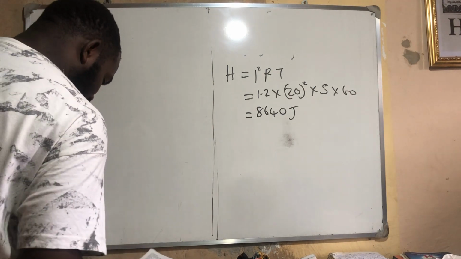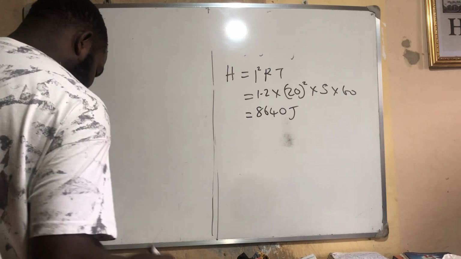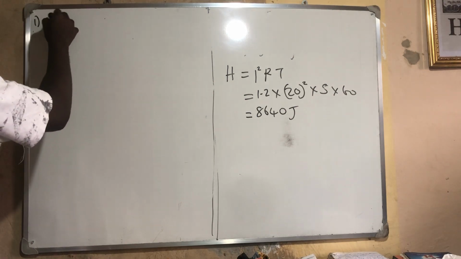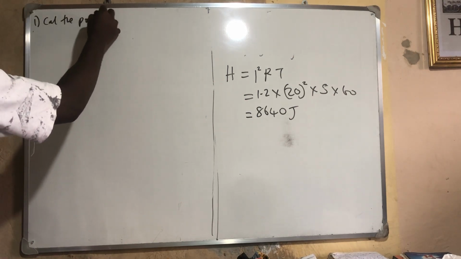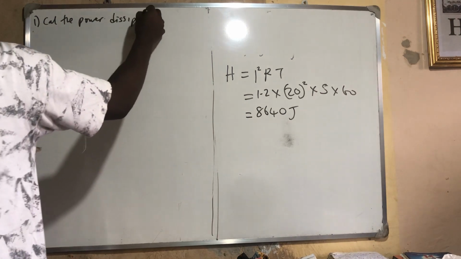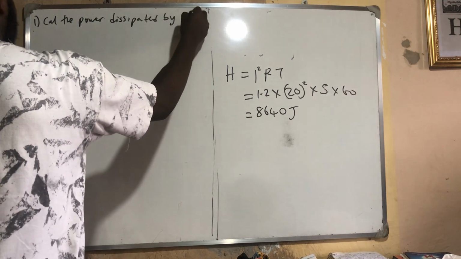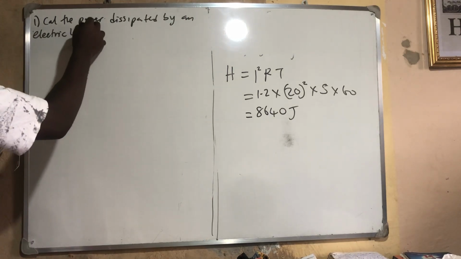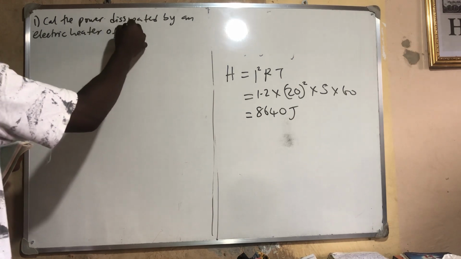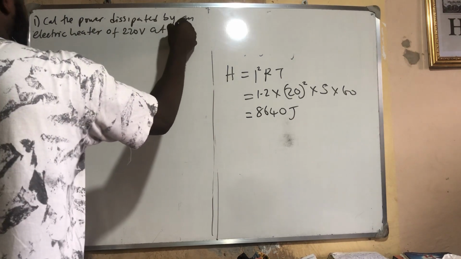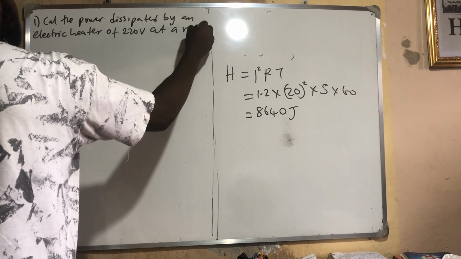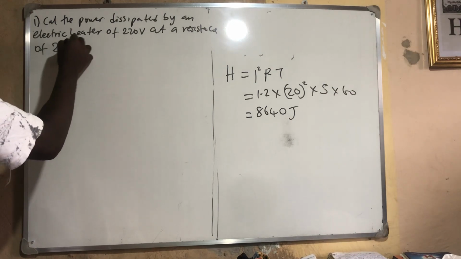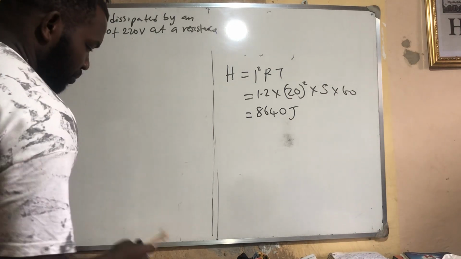So, electrical power. We have already defined power. So let us solve some questions concerning power. The first question said we should calculate the power dissipated by an electric heater of 220 volts at a resistance of 20 ohms.